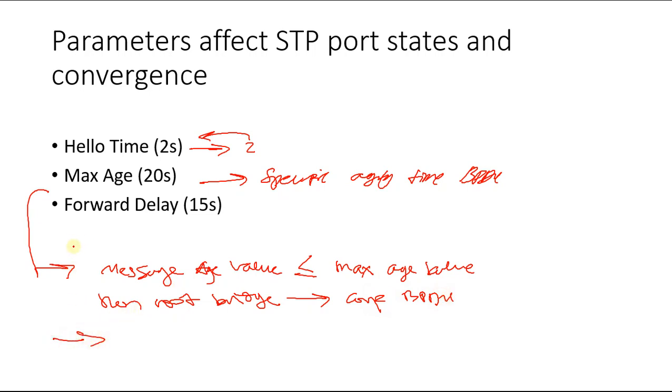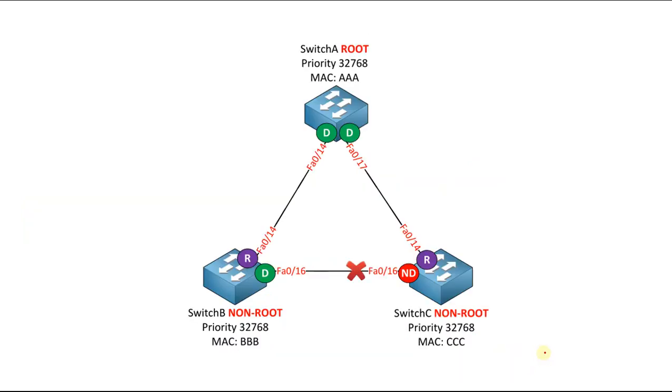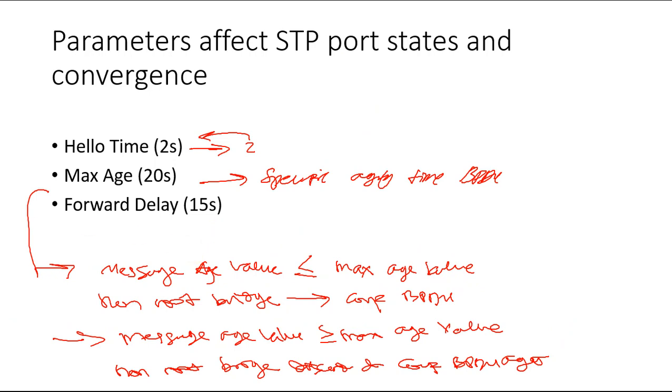But if the message age value is greater than or equal to the max age value, the configuration BPDU is aged and the non-root bridge directly discards it. The non-root bridge discards it, and the config BPDU will be aged. That is from max age. The next is forward delay.